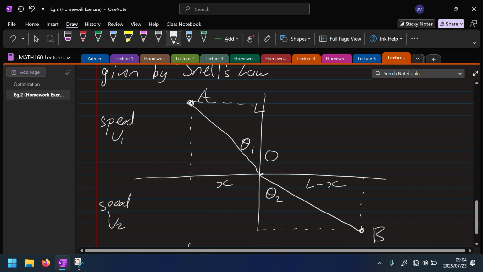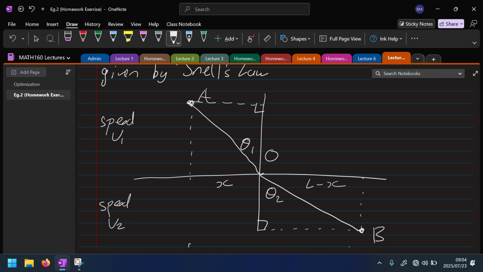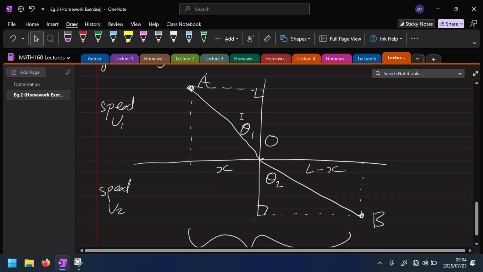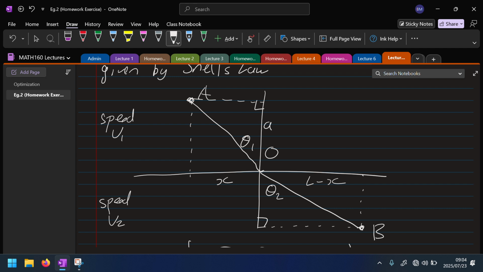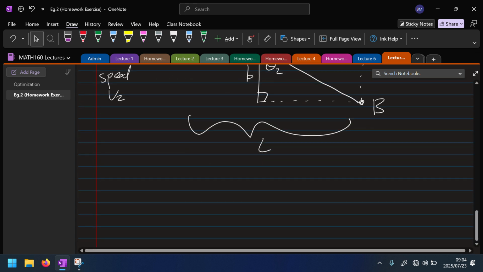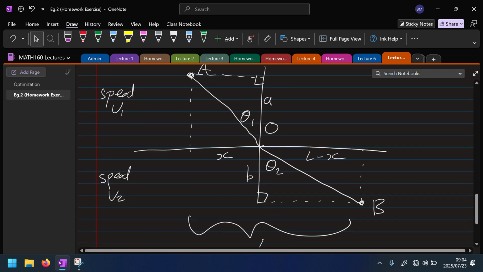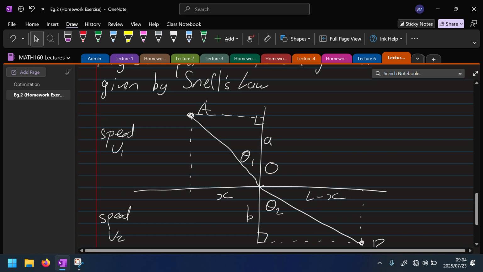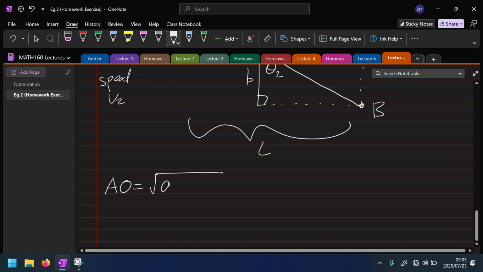Okay, and these are right-angled triangles. So the distance OA, we can work out. Let's call this vertical distance A, just so we have everything there, and this one B. You can call it anything, it doesn't really matter. So we want to find that AO distance there. That's going to be the root of, what? For a right angle triangle, it will be the square root of A squared plus X squared. That's going to be that distance.